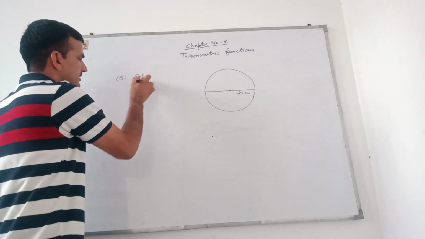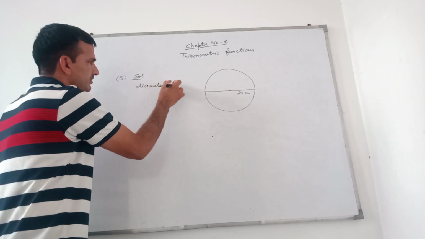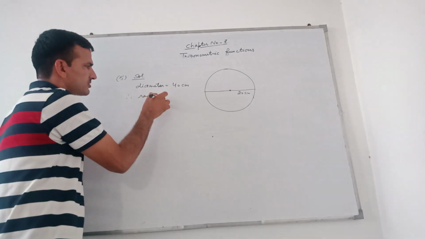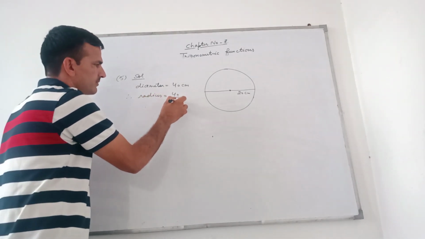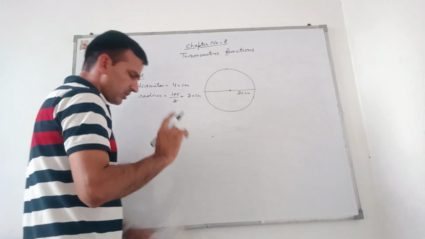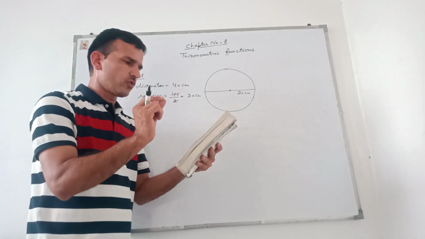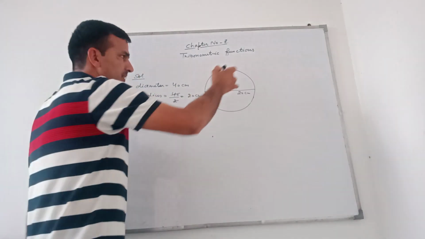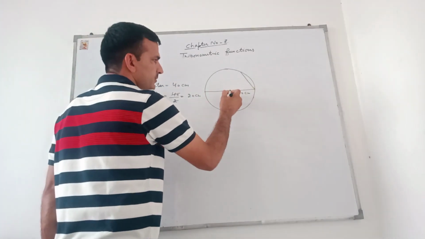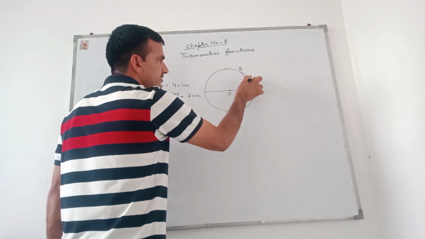Solution: diameter is equal to 40 centimeter. Therefore radius of the circle is 40 by 2 is equal to 20 centimeter. Now it is given that the length of the chord is 20 centimeter. This is the chord. We draw here. This point is O, A, B. AB is the chord of length 20 centimeter.